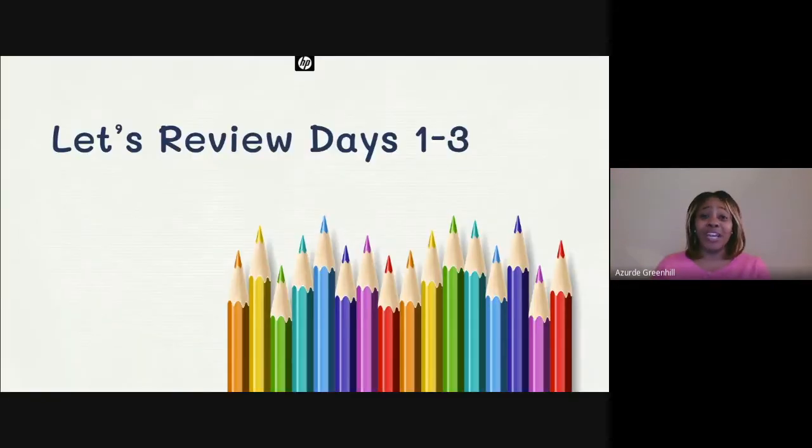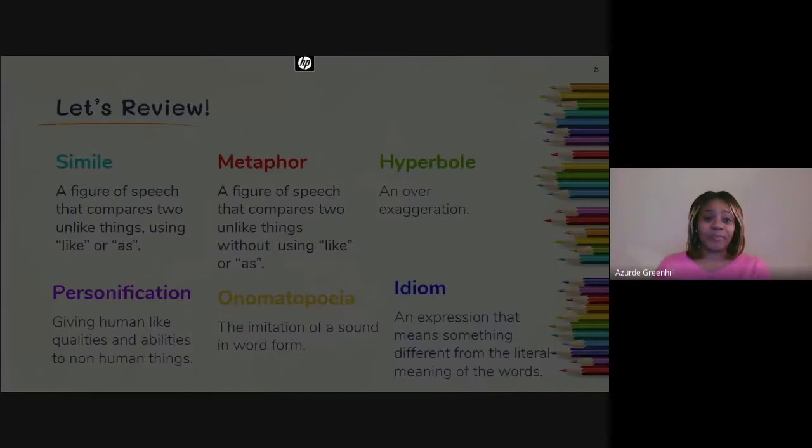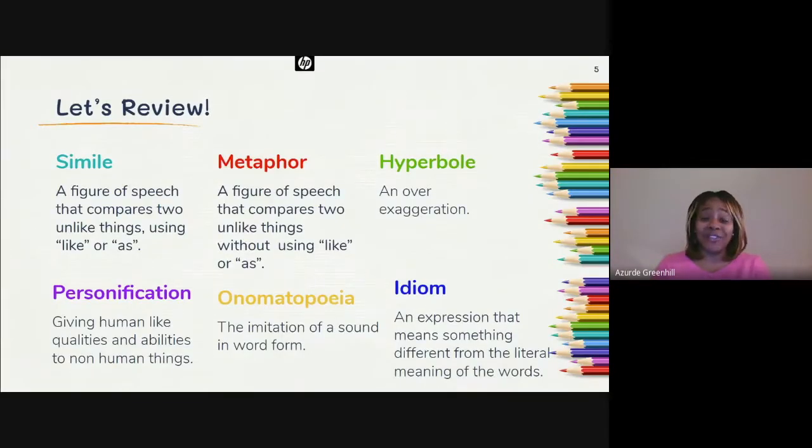So let's review days 1 through 3. We talked about 6 different types of figurative language. We talked about similes, which are a comparison that uses the words like or as. We talked about metaphors, that's also a comparison of two things, but doesn't use the word like or as. Hyperboles, which are an over-exaggeration.